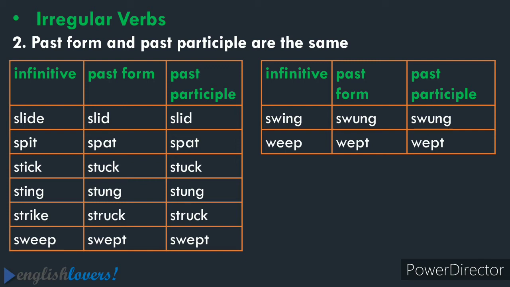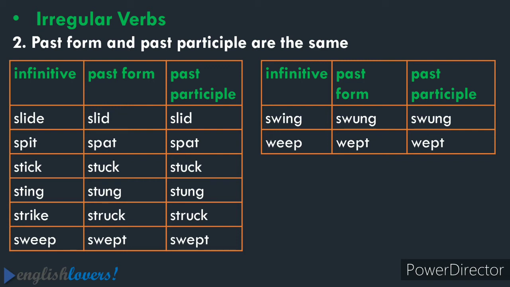What is swing? Swing means move to and fro while supported. We also have one phrase, in full swing, when somebody is very busy or in activity at its greatest. So we say that he is in full swing. Weep, wept, wept. So these are some of the verbs where the past form and past participle are the same.